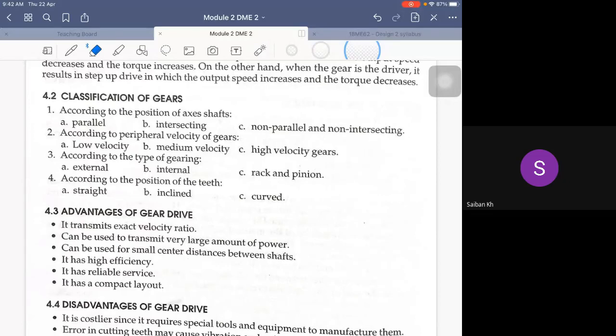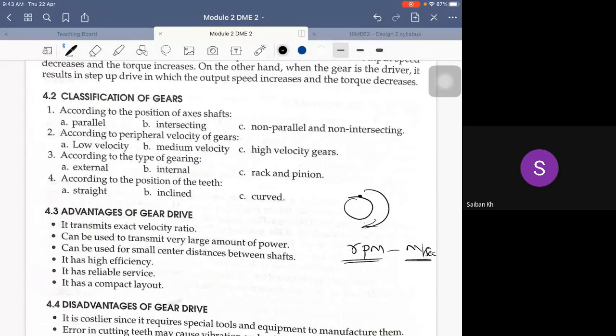Peripheral velocity of the gear. Peripheral velocity is nothing but the velocity at which these particular points move. Generally, gears rotate in a rotary motion, and you can measure the speed in RPM. If you convert RPM into meters per second, then it is known as peripheral velocity. Peripheral velocity can again be classified into low velocity, medium velocity and high velocity, depending upon the different values of peripheral velocity.